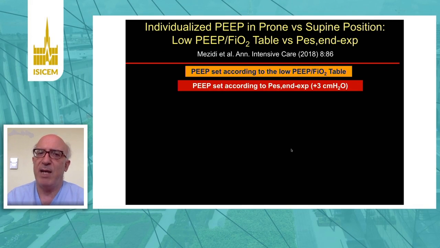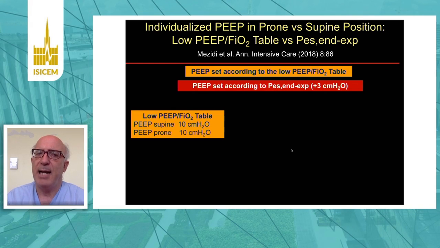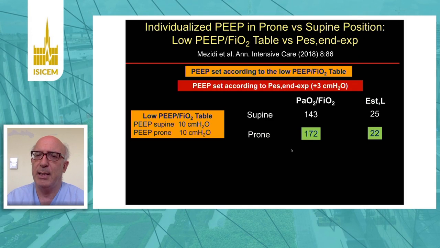Some studies investigated the role of individualized PEEP in prone and supine position. In this study was compared the PEEP set according to the low PEEP FiO2 table and the PEEP set according to the esophageal pressure at end expiration, plus 3 centimeters of water. The level of PEEP by using the low PEEP table were similar in supine and prone position at 10 centimeters of water. And as you can see here, the prone position was associated with better oxygenation and better elastance.